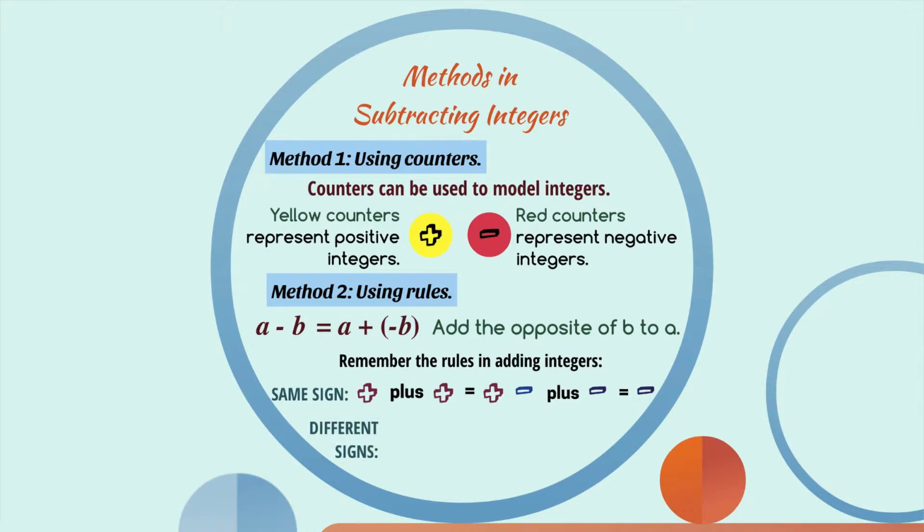Now let's talk about the rule in adding integers with different signs. Just take the sign of the integer with the greater absolute value. Subtract whichever has smaller absolute value from the one with greater absolute value, and take the sign of the integer with the greater absolute value. Don't forget these methods. Now that we know the methods and the rules, it's time to put them into action.